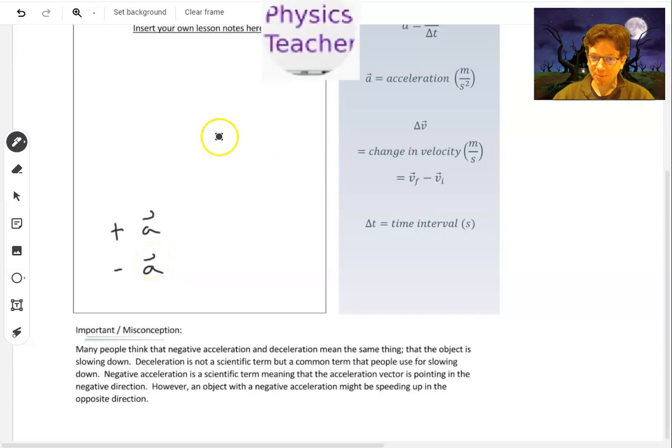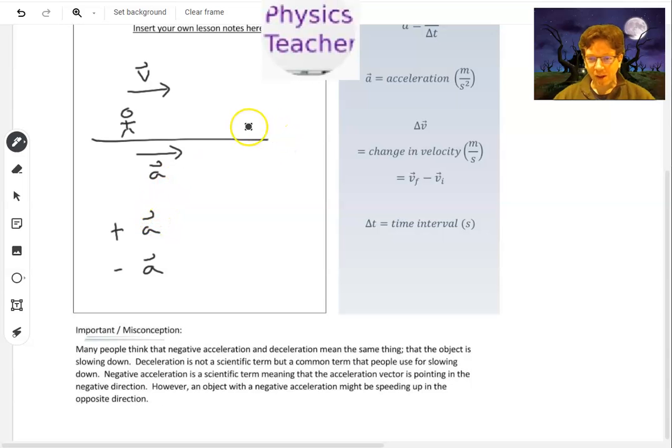So let's look at an example. Let's say we have a person, and the person is at rest, and then they start running to the right. And they run to the right at an increasing rate. So they're going faster and faster and faster. So our velocity is to the right. And because we're getting faster, we can say our acceleration is also to the right.